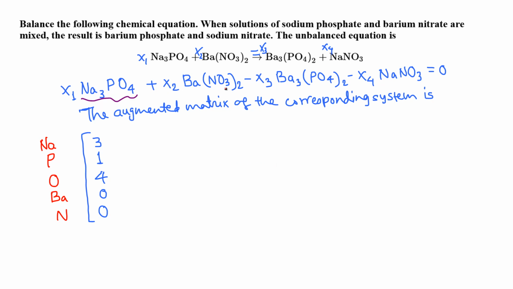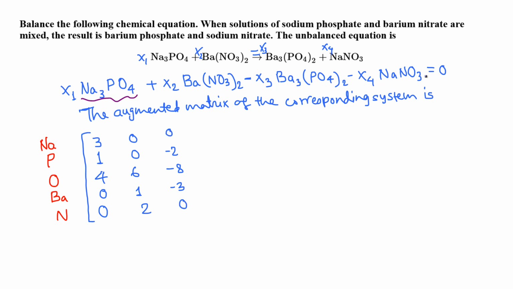Okay, so in the second term, barium, we've got just 1, nitrogen, 2 of those, so 2, oxygen 6, and nothing else, so sodium and phosphorus are 0. On this third term, now negative, Ba3, but we've got negative 3 because we moved to the left side, barium 3, P2, so phosphorus 2 but negative, oxygen 8 but negative 8. Okay, and then no sodium, no nitrogen.